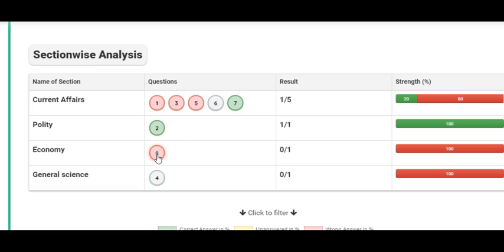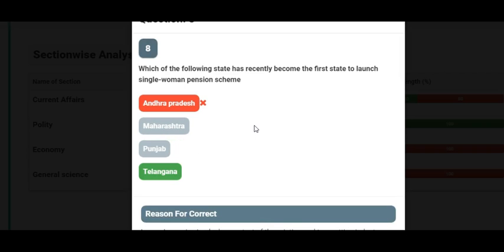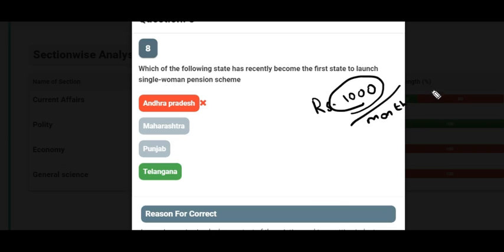Now let's come to question number 8. Question number 8 says: which of the following states has recently become the first state to launch a single woman pension scheme? It is a factual question. The state is Telangana. Telangana became the first state in India to launch the single woman pension scheme. Under this scheme, a single woman will get 1000 rupees per month as a pension.